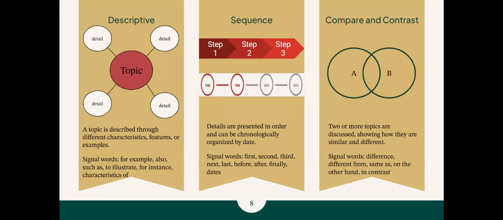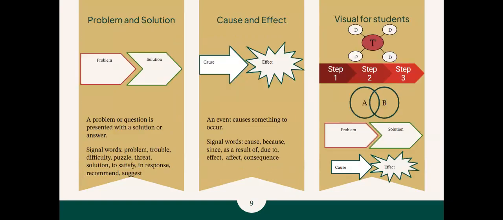Compare and contrast is when 2 or more topics are discussed, showing how they are similar and how they are different. A Venn diagram showing topic A, topic B, and then how they are the same in the middle will help students. Signal words include difference, different from, same as, on the other hand, and in contrast.